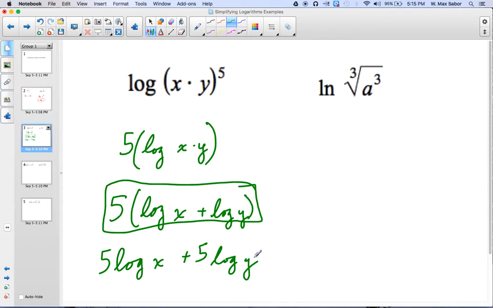Now, there's also another way to do this where you distribute the exponent here and then say it's log x to the 5th plus log y to the 5th, which is then 5 log x and 5 log y.